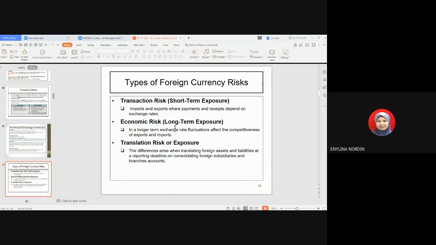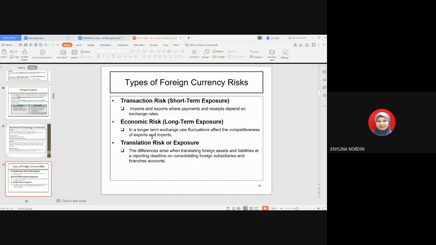So what is the transaction risk all about? This is about import and export, where payments and receipts depend on the exchange rate. When we are dealing with foreign countries, definitely that means you are dealing with import and export that involve foreign countries. That means the payment and the receipt depend on the exchange rate, so the amount received and the amount paid for the import is subject to the daily fluctuations of currency.